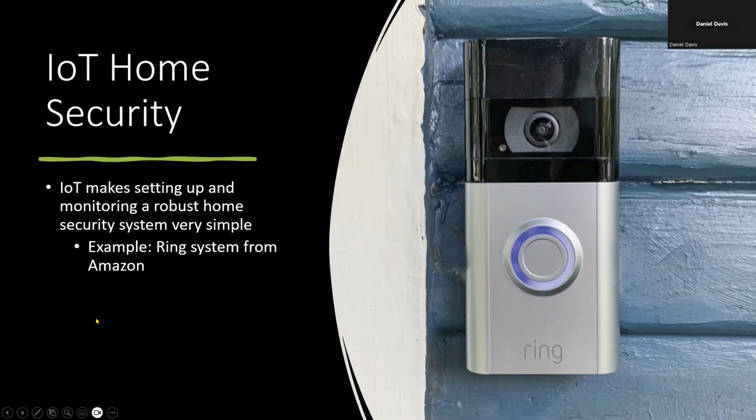Some of these IoT devices make setting up and monitoring a robust home security system very simple. Examples would be like the Ring systems from Amazon. Generally, with these devices, you get the normal functionality of a doorbell, plus you get a camera that's usually, rather than a standalone or closed-in system, you can usually access these camera feeds remotely. They often come with built-in speakers or microphones that can also, in addition, be accessed remotely as well.